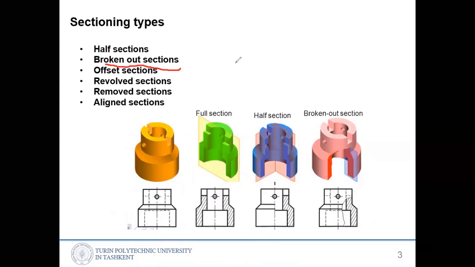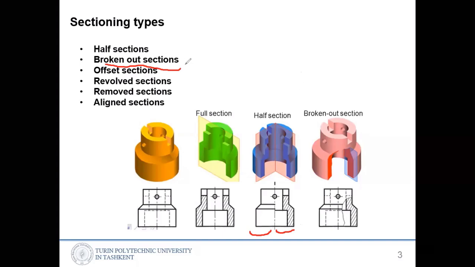Let me say, we use a half section when we have symmetric objects. If the two halves are symmetric, you can use a half section, and half you show with section and half without section. In this case, you will see the outside part of the part and the inner features of the part, with a half section.